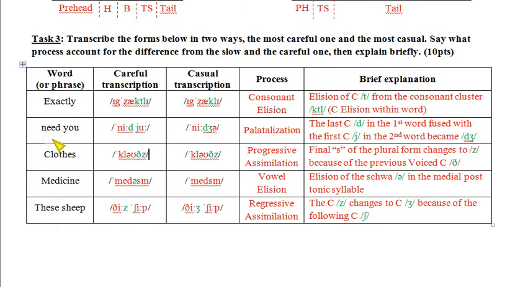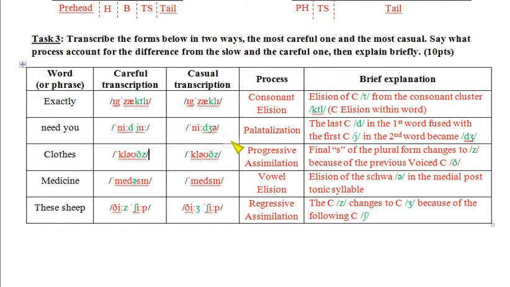We move to the next phrase, which is "need you." This is the careful, slow transcription. The casual, rapid transcription is different. What happened? The d with the you, they are fused together and they give us another sound, which is j.